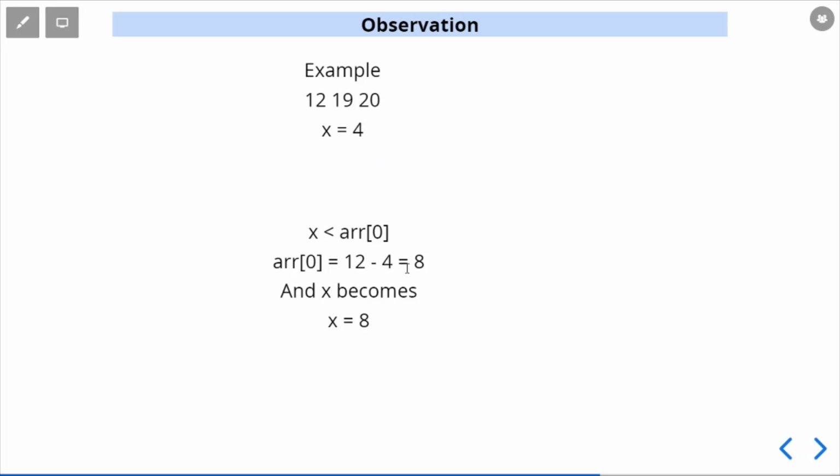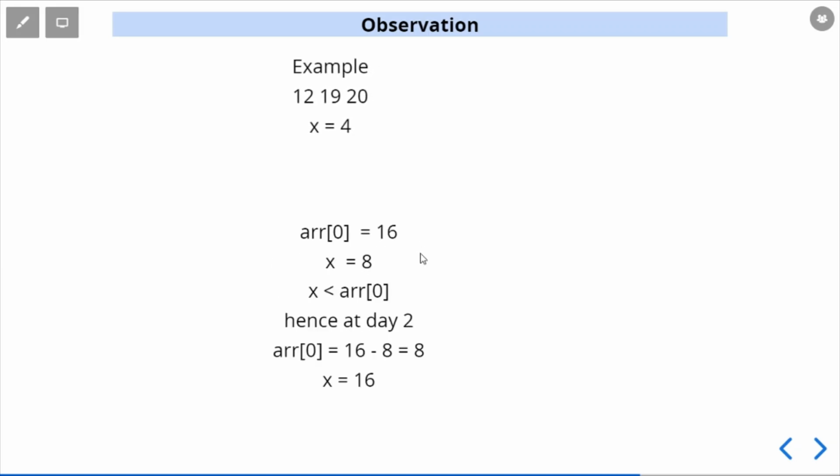Now the number of infected people in this country will be 8, and now x becomes 8. Since the number of people cured on day 1 was 4, on day 2 the number of vaccines that we'll have will be 8, because the vaccines double by the number of people cured on the previous day. Now on day 2 we have 8 vaccines, and since we have 8 infected people on day 1, the number of infected people on day 2 will be 16, and on day 2 we have 8 vaccines.